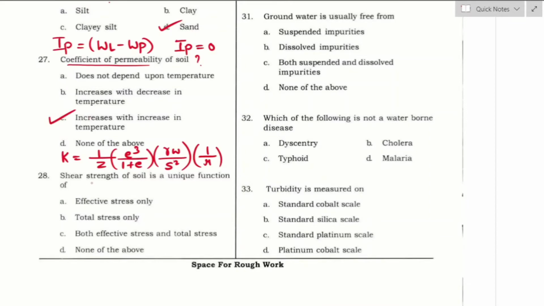Question number 28. Shear strength of the soil is a unique function of. Shear strength of the soil is a unique function of effective stress only. Option A is the right answer. The shear strength is calculated by the formula S is equal to C plus sigma tan phi, where sigma is the normal stress on the plane, C is the cohesion of the soil, phi is the angle of internal friction. So it is a unique function of effective stress only.